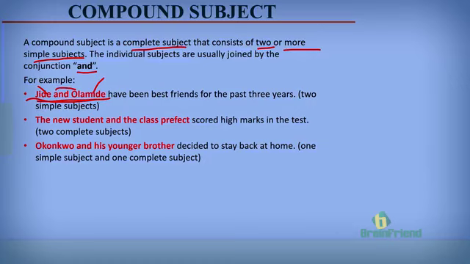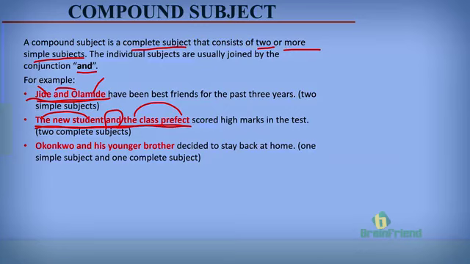And then we have, the new student and the class prefect scored high marks in the test. Here we have two complete subjects joined by the conjunction and. The complete subjects are the new student and the class prefect. They are linked by the conjunction and. So this whole expression is a compound subject.